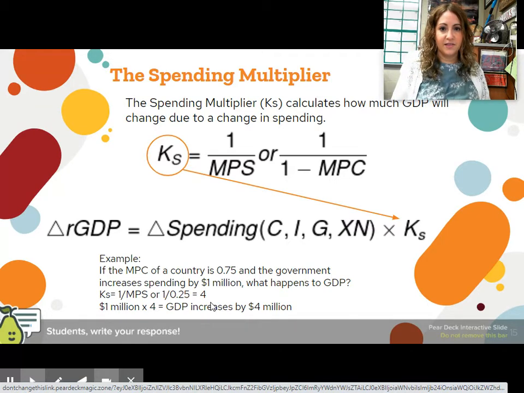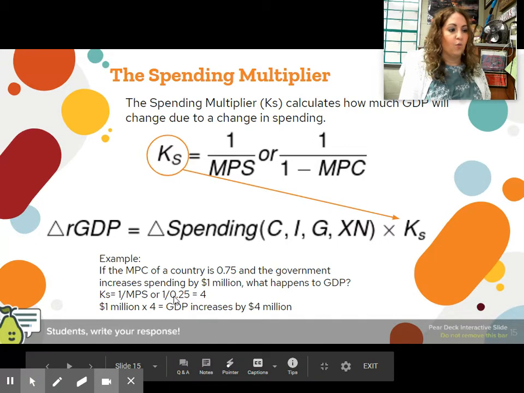On our tests and things, they're going to be timed. So if you're having to look at a formula sheet and try to plug things into the calculator, you might run out of time. So you need to be able to do these formulas in your head. Be prepared for that. So 1 over 0.25 is 4.